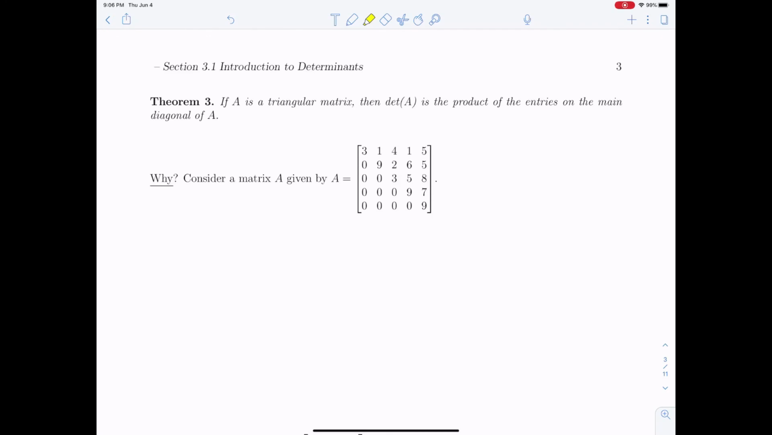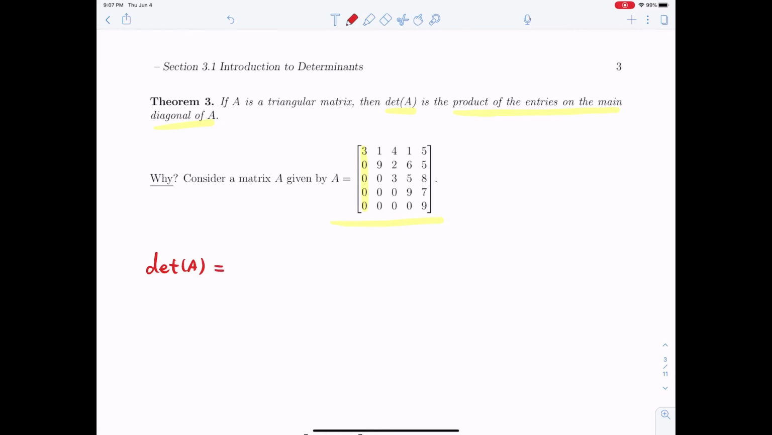If A is a triangular matrix, then we can easily calculate the determinant of the given matrix. Here the determinant is indeed the product of the diagonal entries, and let us see the reason why. Consider the matrix given by this large matrix. Then you probably want to choose the first column to expand, because this one has the most zeros.